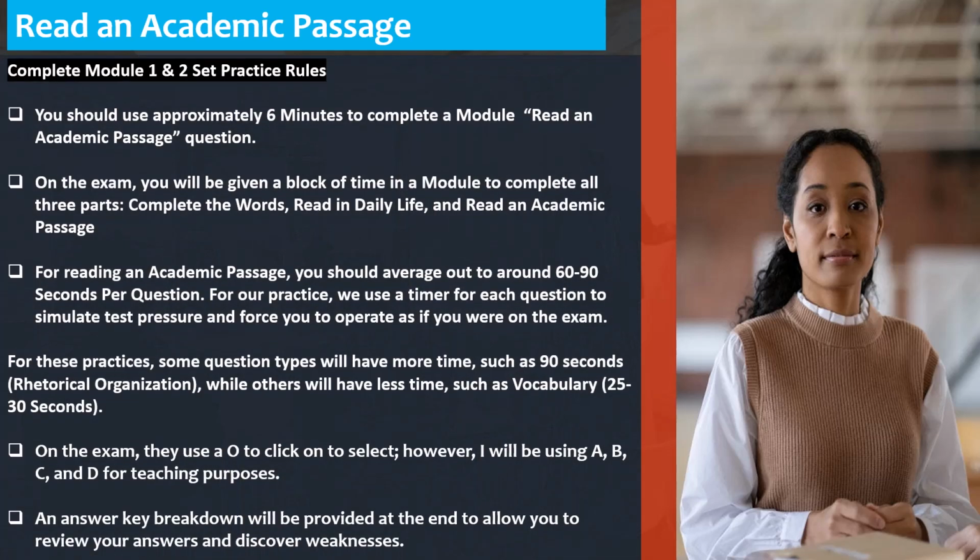You should use approximately 6 minutes to complete a module for Read an Academic Passage questions. On the exam, you'll be given a block of time in a module to complete all three parts: Complete the Words, Read in Daily Life, and Read an Academic Passage. For reading an academic passage, you should average about 60 to 90 seconds per question. Of course, some questions take less time, some take more, but the average is about 60 to 90 seconds.